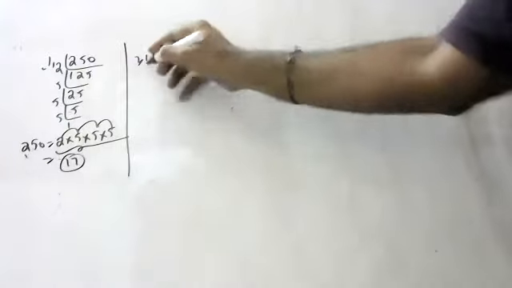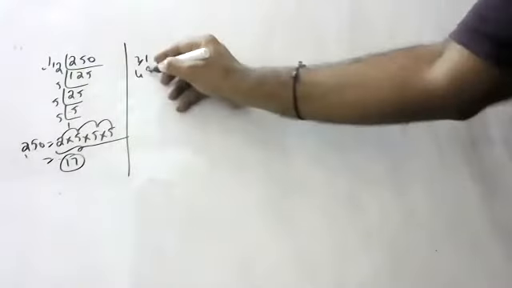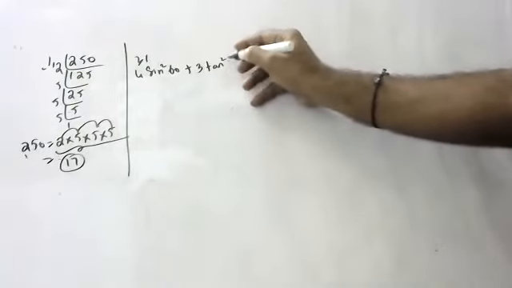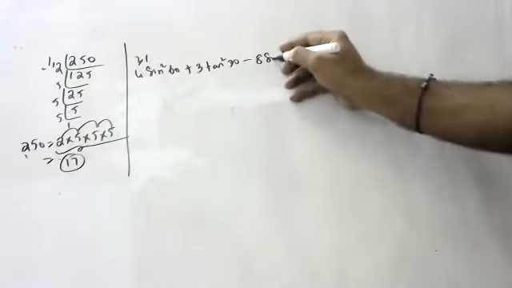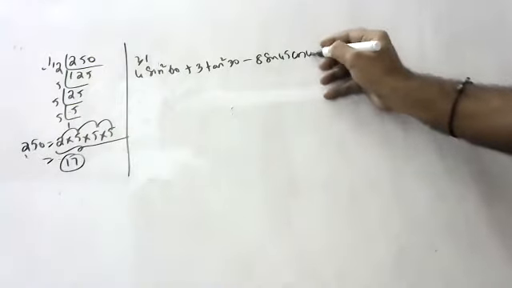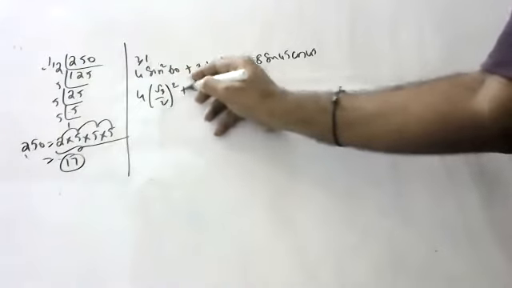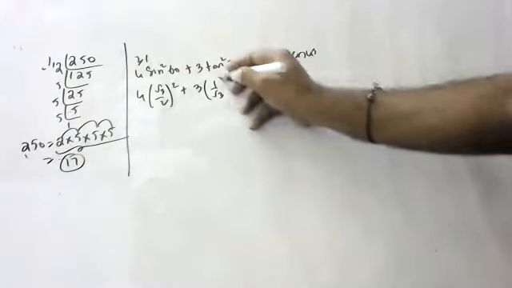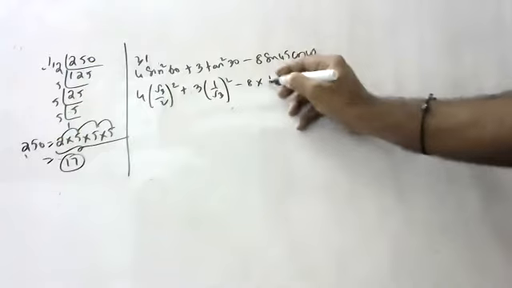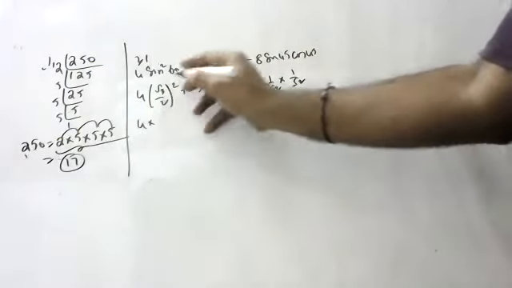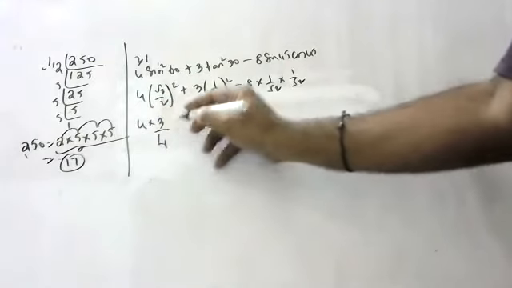Okay. Second question. They are asking you to find 4 sin square 60 plus 3 tan square 30 minus 8 sin 45 cos 45. Sin 60, how much, children? Root 3 by 2 whole square. Tan 30, how much? 1 by root 3 whole square. Sin 45 is 1 by root 2, cos 45 is 1 by root 2. Root 3 whole square is 3, 2 square is 4.